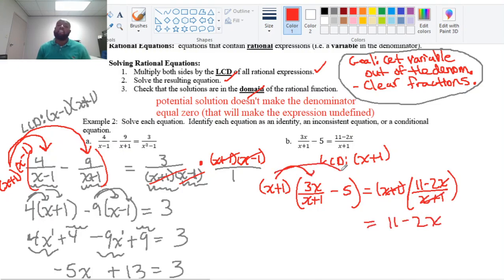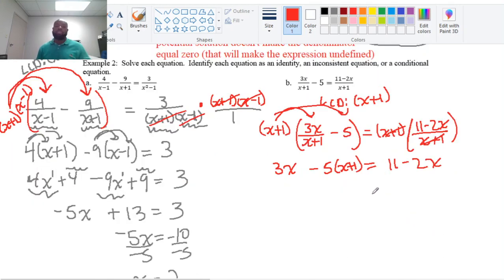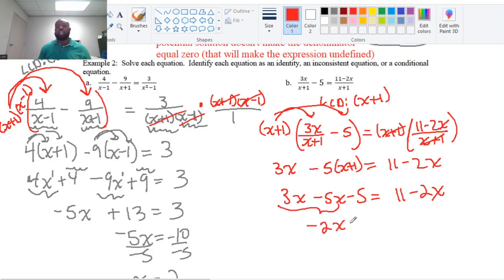Over here, I have to use my distributive property. Well, when I distribute it to that first term, I'm just going to be left with a 3x because the x plus 1s cancel. And when I distribute to the second term, I get that right there. So I have 3x minus 5x minus 5 equals 11 minus 2x. Notice I have a linear equation here. Uh-oh, I can combine these two like terms here. Negative 2x minus 5 equals 11 minus 2x.